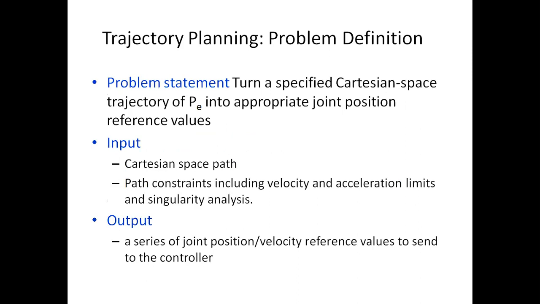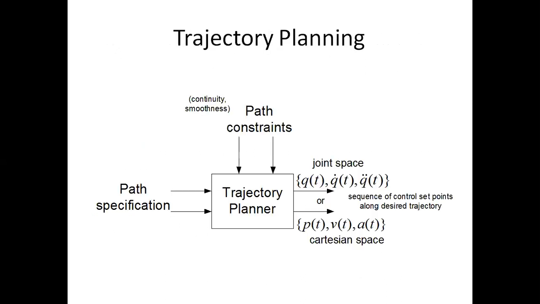So input, we'll have a Cartesian space path, and we'll be having the path constraints including velocity and acceleration limits. Output, a series of joint position or velocity reference values will be sent to the controller. So this is the block which shows that we have to define the path specifications and the path constraints for the continuity and smoothness.